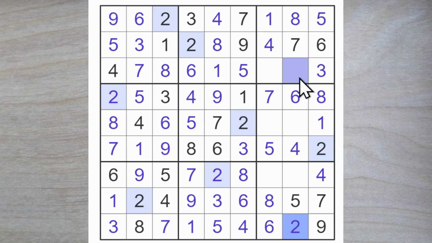This 2 blocks this square, therefore this must be a 2 and this must be the 9, which now forces a 9 to go here. Here must go a 3 and here also a 3. And the last number of this puzzle is a 1. It goes here.